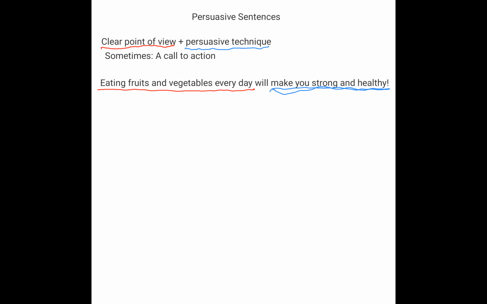Because remember what persuasion is: trying to convince somebody to believe your idea or to take a certain action by pointing out the positive reasons for it. So if you eat fruits and vegetables every day, it will make you strong and healthy. So that's one of the good things about eating fruits and vegetables. So let's have a look at another sentence.